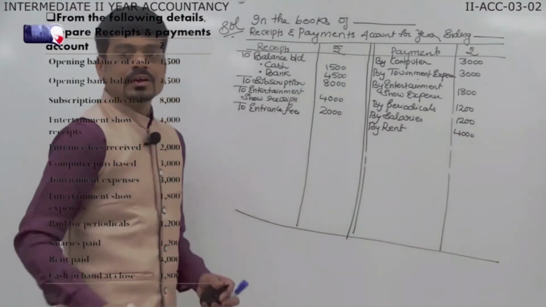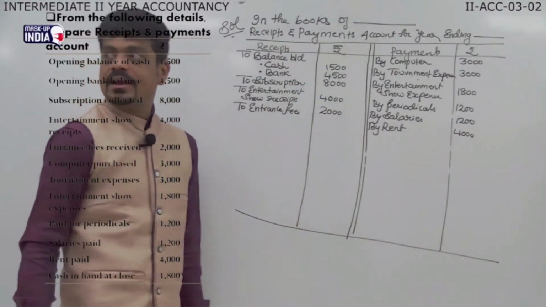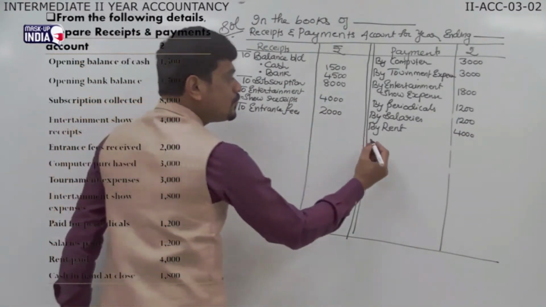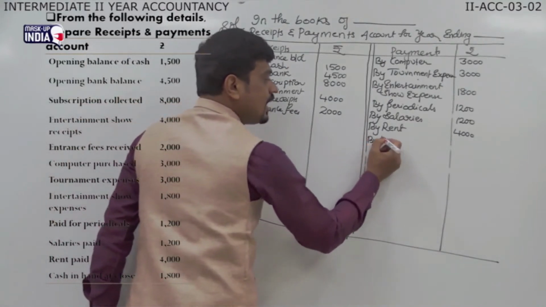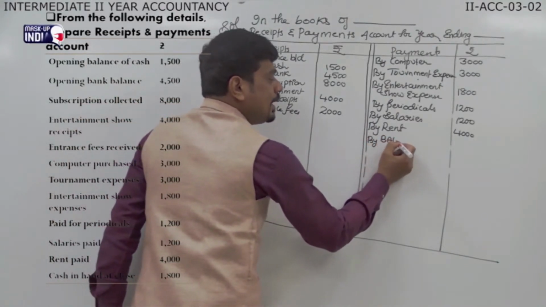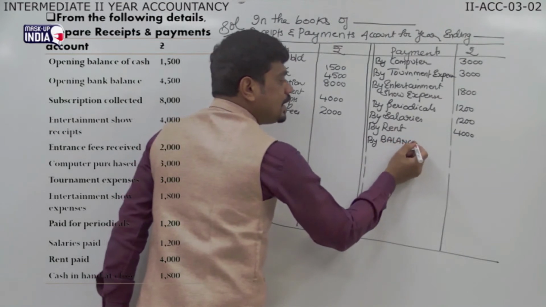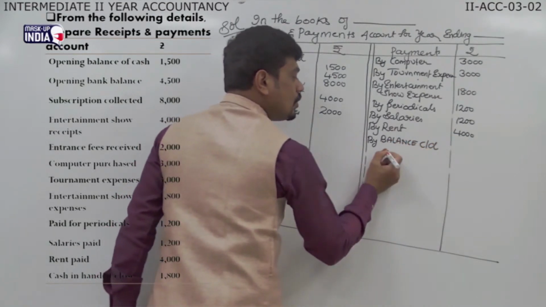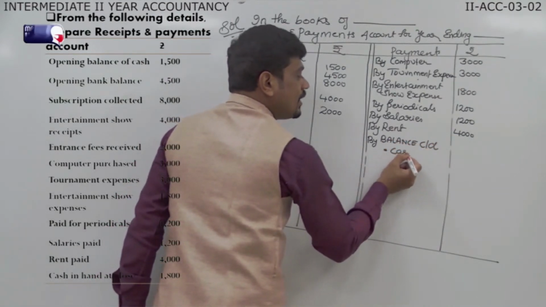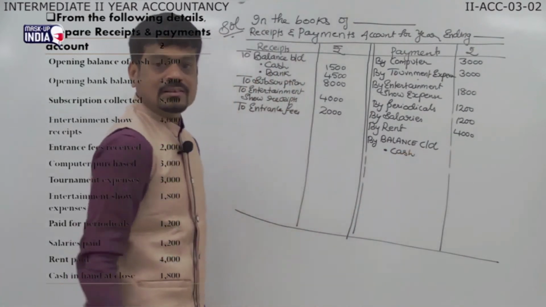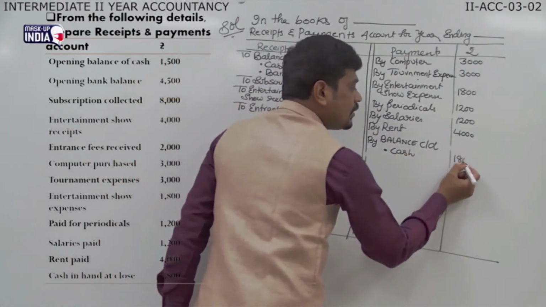Then he gave the balance of cash in hand at close. This balance of cash comes as a payment on the credit side, neatly by balance carried down. We'll put one dot and we'll write cash. This is the given balance, 1800.